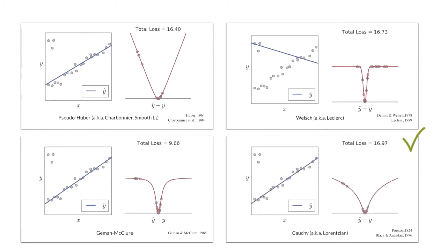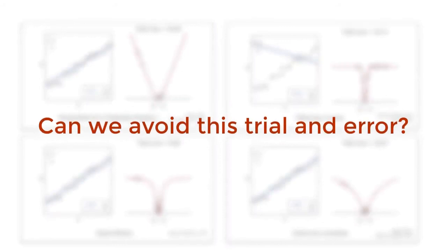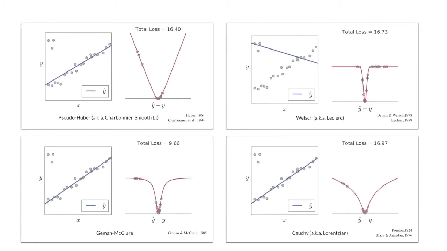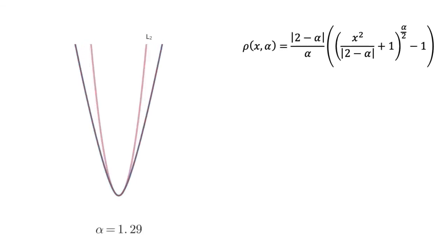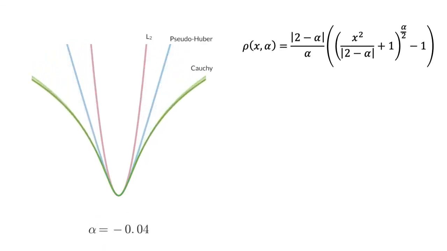I like this. It's nice that I found the loss function I liked, but I found this by trial and error. Is there a way that I could have just used a loss function without trial and error and somehow arrived at the actual minimum that I wanted? Turns out that all these losses that I mentioned can be generalized to this equation by setting different values for alpha, which is a shape parameter.